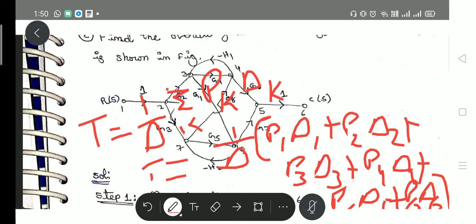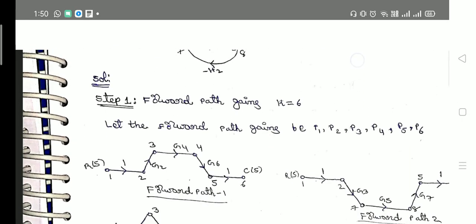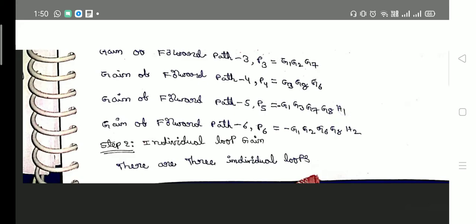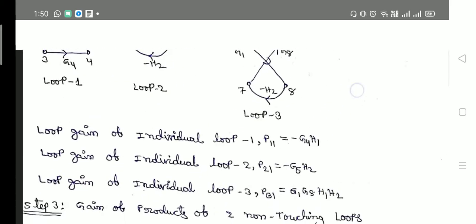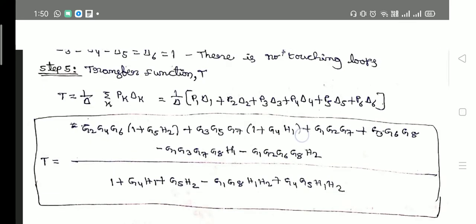From Mason's gain formula, we find the delta value. P1, P2, P3, P4, P5, P6 values we also know, that is the forward path gains. And we found delta 1, delta 2, delta 3, delta 4, delta 5, delta 6 just now. So all those values we can substitute, then we will get the transfer function of this signal flow graph. So I am substituting all the values here.